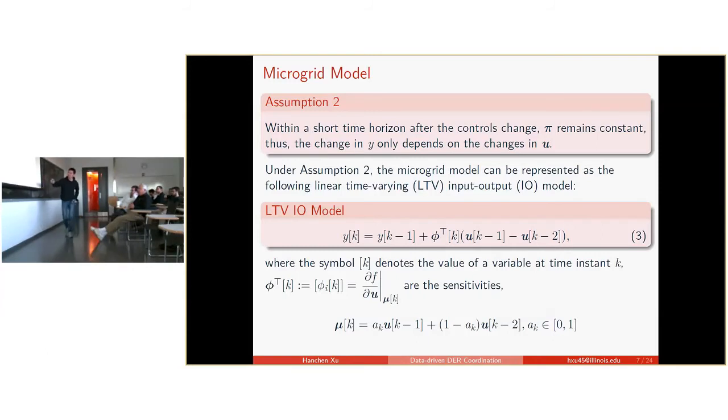So the derivative is taken at some mu k that lies, to be exact, in a linear combination of these two endpoint vectors. So this is an exact representation of this system, although f is not known. And the problem is that since f is not known, we are not able to know phi directly.